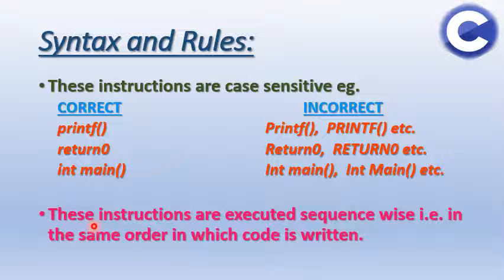The second thing is that these instructions are executed sequence-wise, that is, in the same order in which the code is written. What I mean to say is, if you write four lines of code, then the first line will be executed first, after that the second, then the third, and then the fourth. So the sequence is maintained. Your code will always be executed in a sequence.